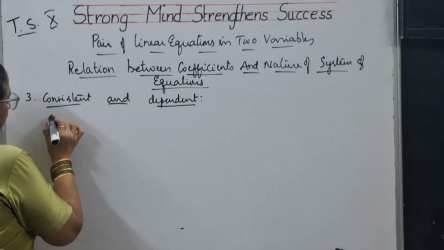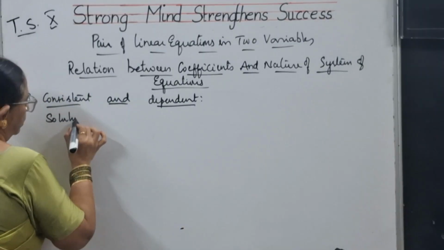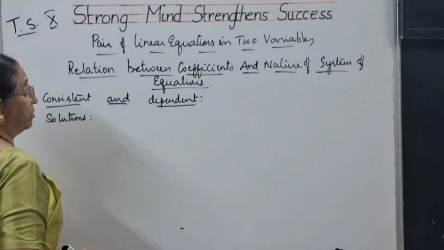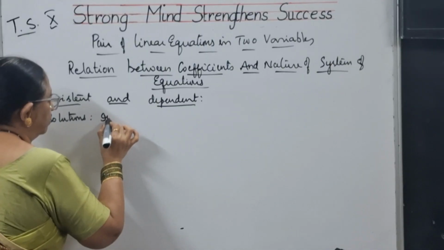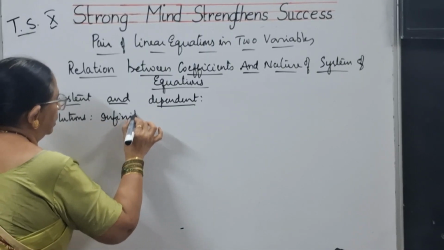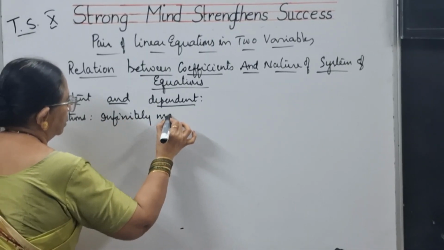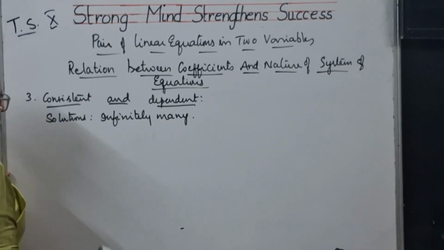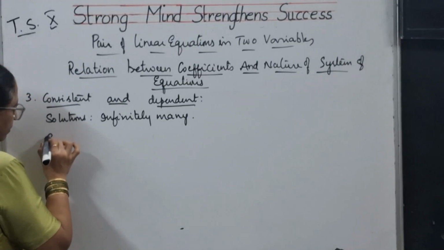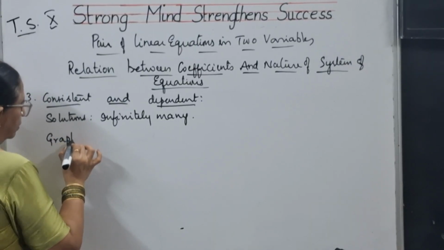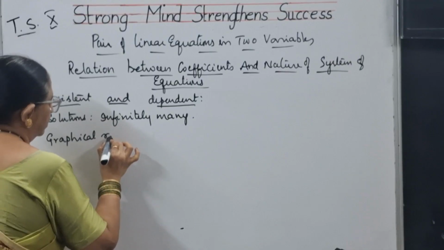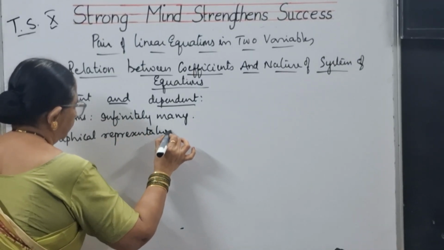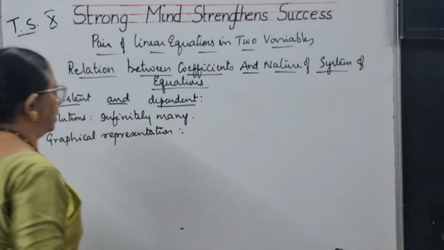So for this type of equations, what are the solutions, children? Consistent and dependent means coincident lines. So the solutions are infinitely many. Uncountable solutions are there here. And then what is the graphical representation? How are you going to represent it graphically?